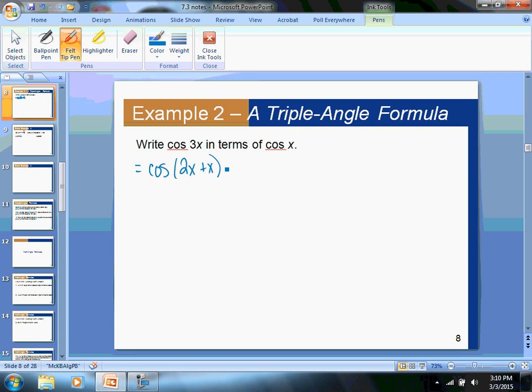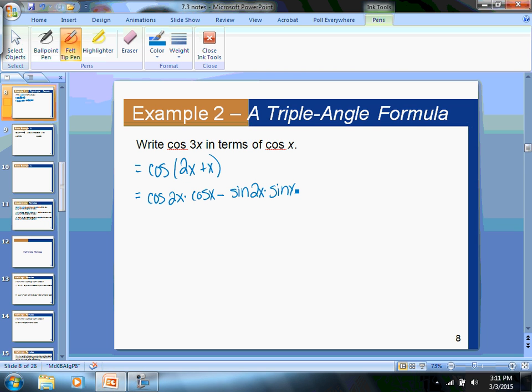Now that's an addition formula. Don't just distribute the cosine. Don't do that. That's an addition formula there because we're adding the angles together. So if I use my addition formula, I'll have cosine of 2x times cosine x minus sine of 2x times the sine of x.